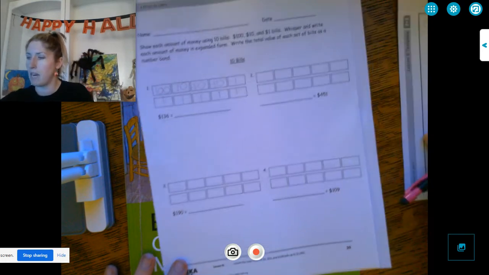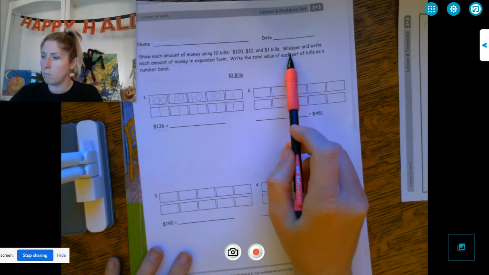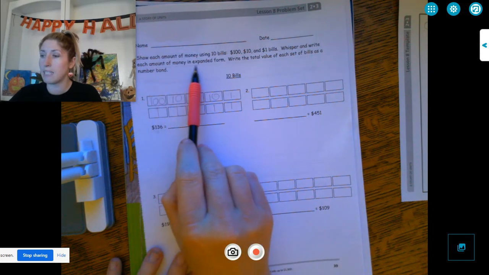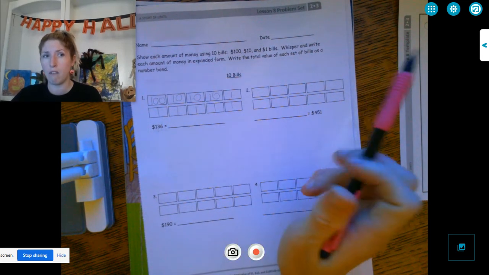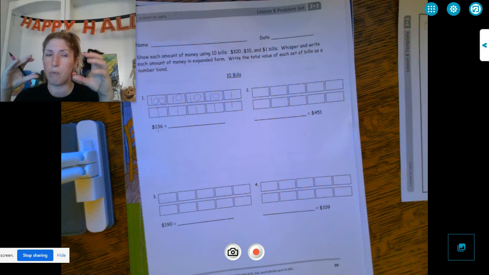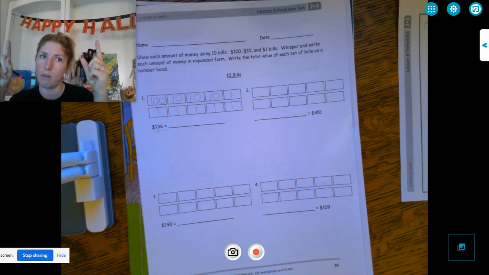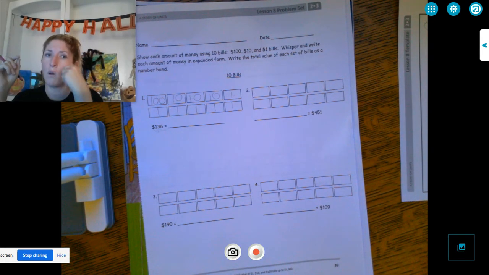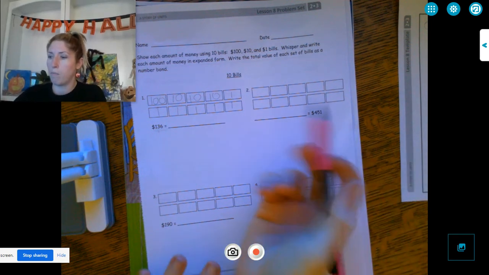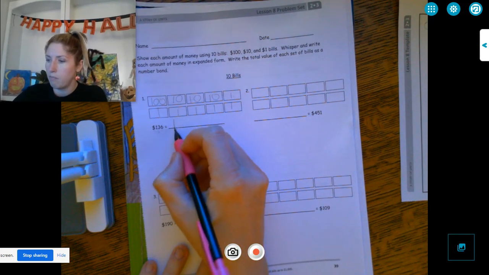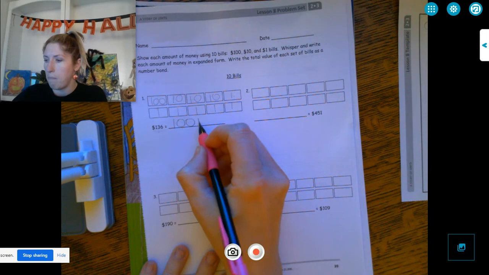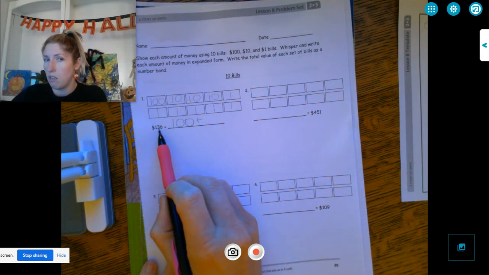We labeled the money. Now it asked us to whisper and write each amount of money in expanded form. Do you remember what expanded form was? It's where we pulled out the hundreds and the tens and the ones and put a plus sign between them. So let's practice writing our expanded form. We have 100 plus 3 tens is what number?